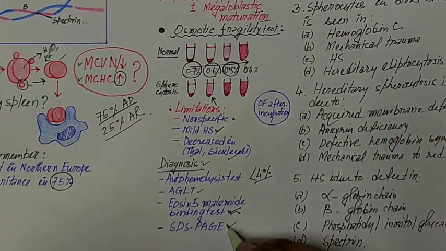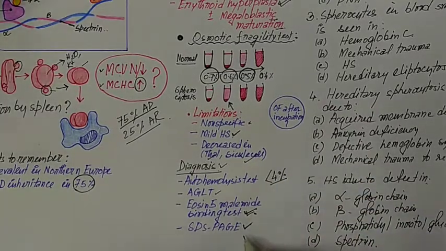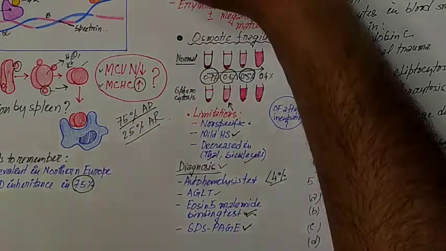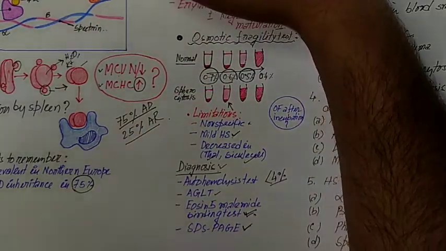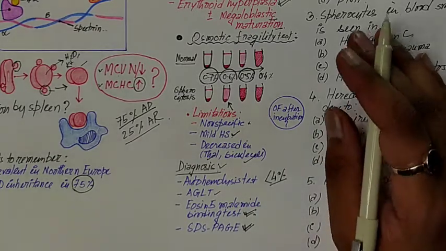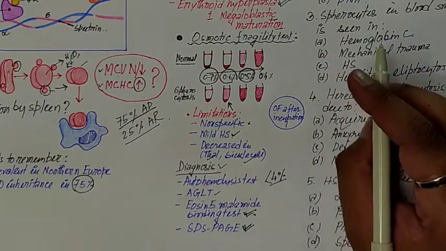Now another confirmatory test is SDS-PAGE electrophoresis. By this method, we perform electrophoresis with the RBC membrane proteins, and if there is a defect or deficiency in any of these proteins, it will be easily detected by this electrophoresis technique. So these are the diagnostic tests that we can use to diagnose a case of hereditary spherocytosis.